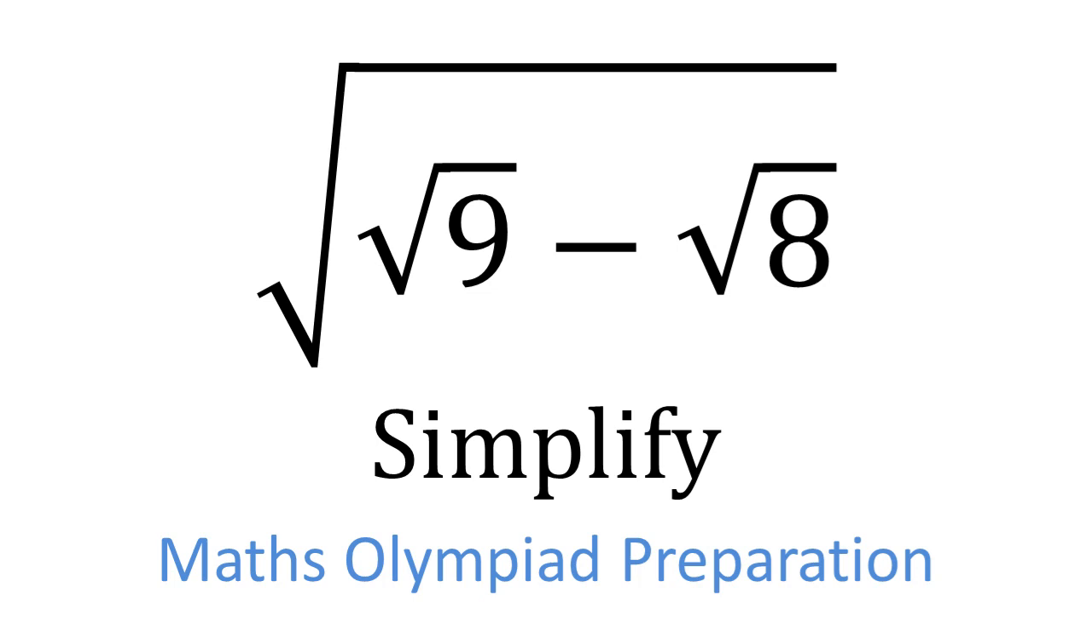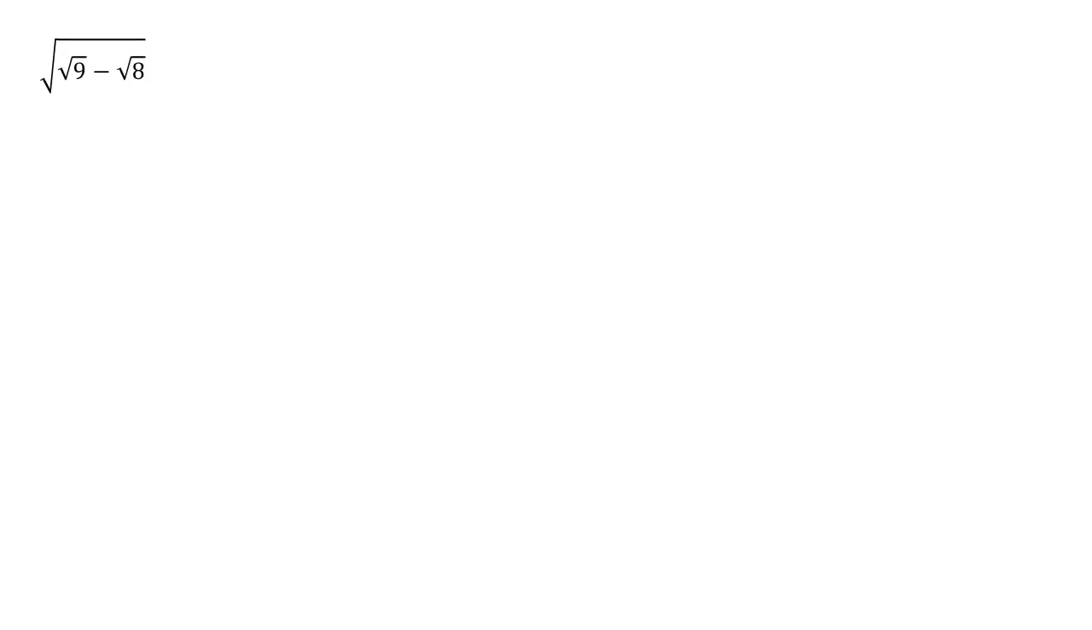In this Maths Olympiad preparation question, we're given the square root of the square root of 9 minus the square root of 8, and we're asked to simplify this. The first thing we're going to do is to look at our initial expression and see if there's anything we can simplify quite easily. So we've got a root 9 in there. Well, the square root of 9 is 3.